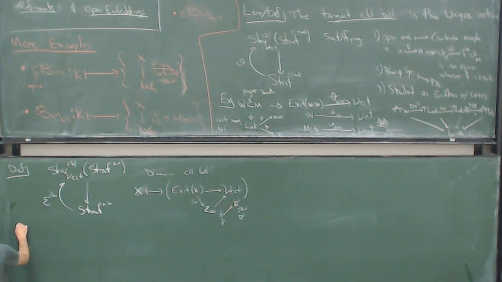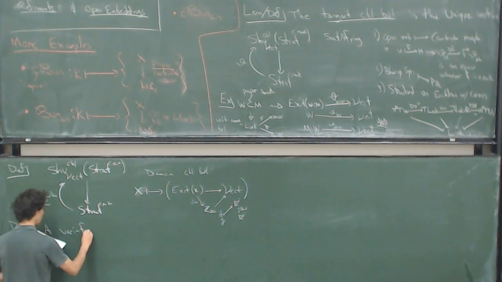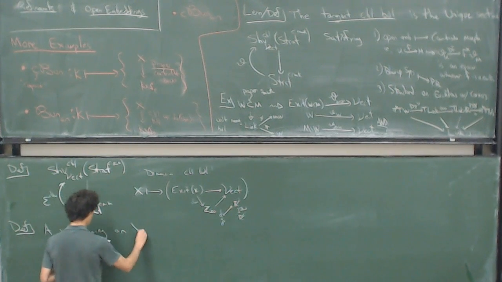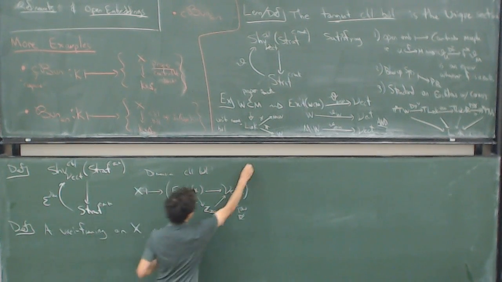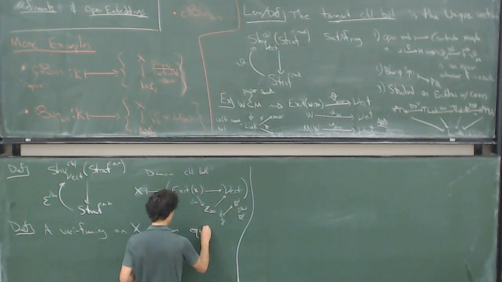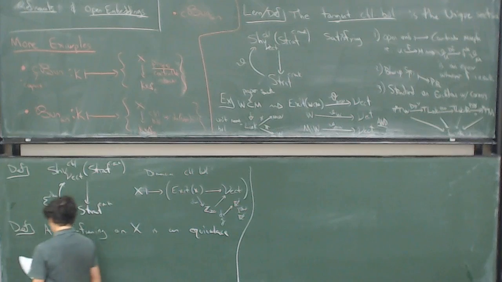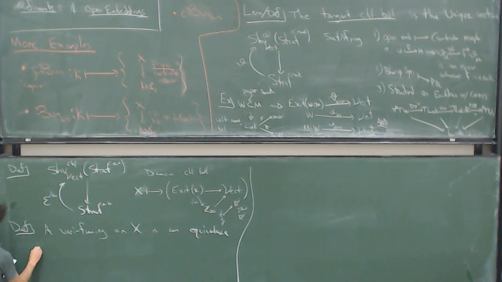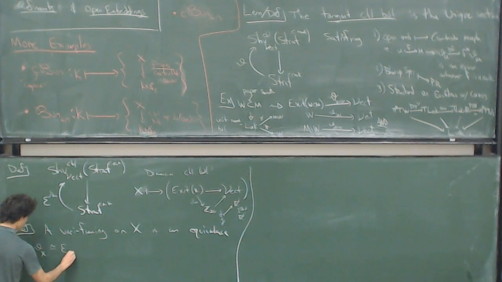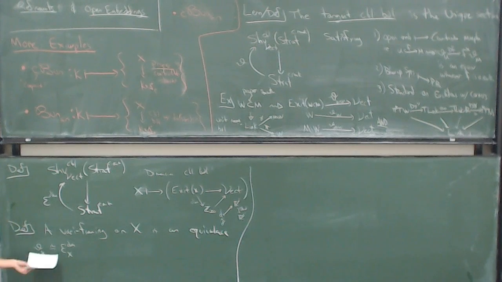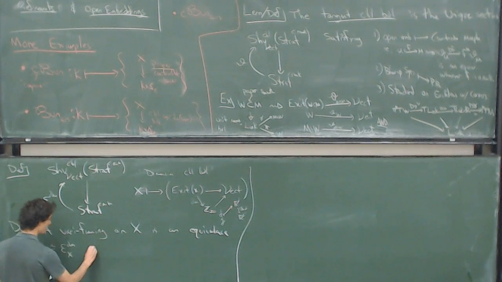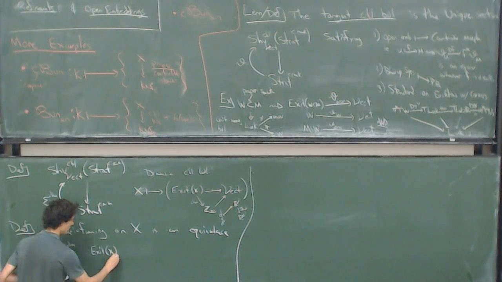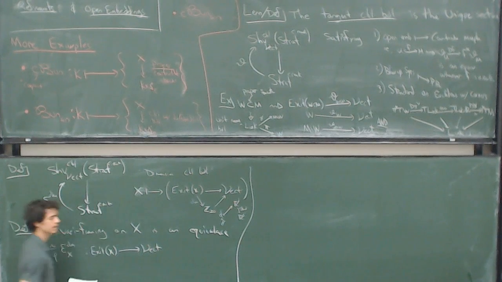So now with that, we can give a definition. A Vera framing on a stratified space X is an equivalence of these functors between its tangent constructible bundle and this dim thing evaluated on X. Maybe call that phi or something. This is an equivalence of functors from the exit path category of X.